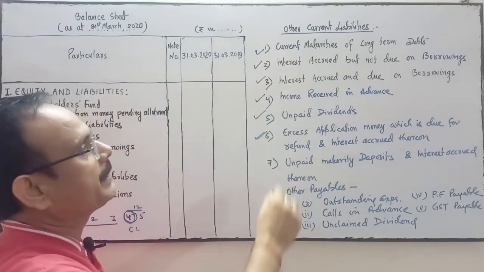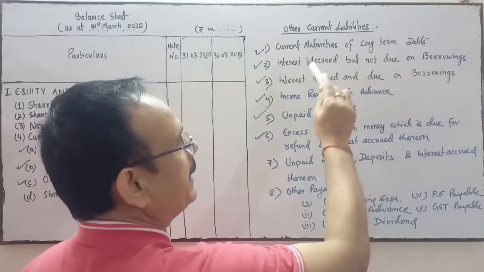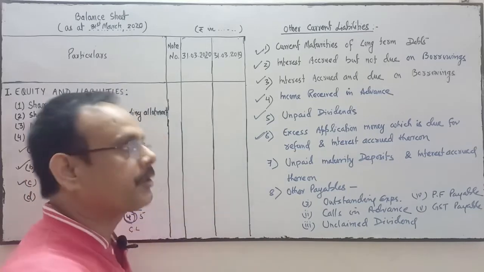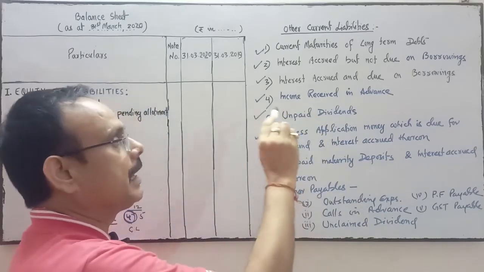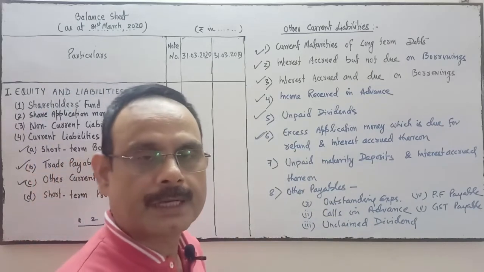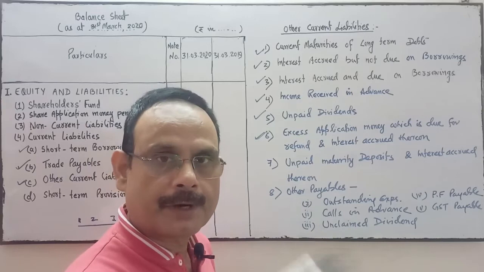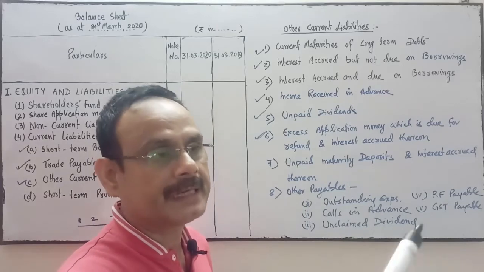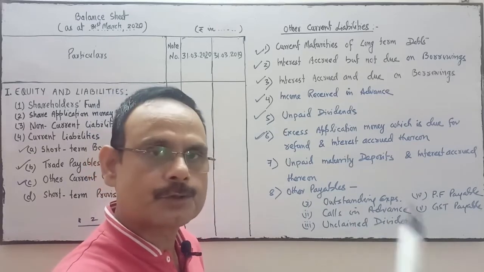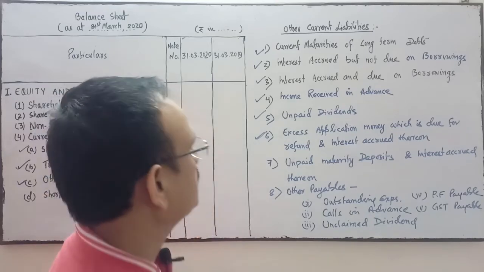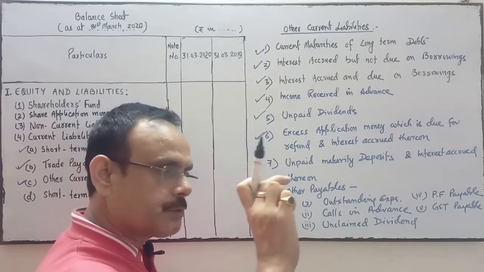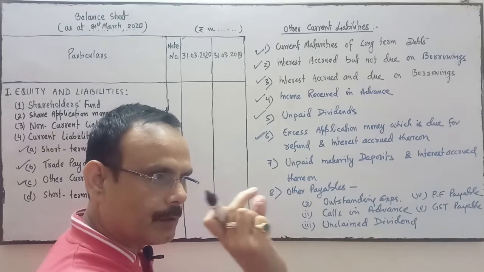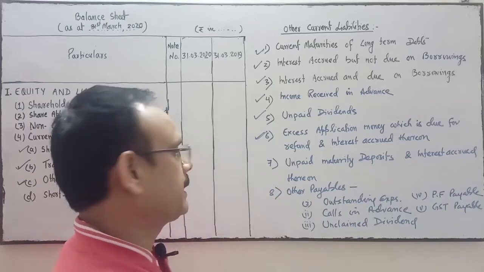So in the other current liability: current maturity of long-term debts, interest accrued but not due on borrowings, interest accrued and due on borrowings, income received in advance, unpaid dividend, excess application money which is to be refunded by the company. So excess application money which is due for refund, and interest on that money if there is delay in refunding, then the accrued interest also comes under here. On the surplus amount which is going to be refunded by the company, if the company delays the refund, then the interest related to that component also comes under the other current liability.